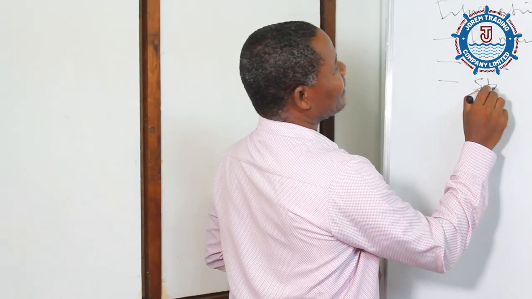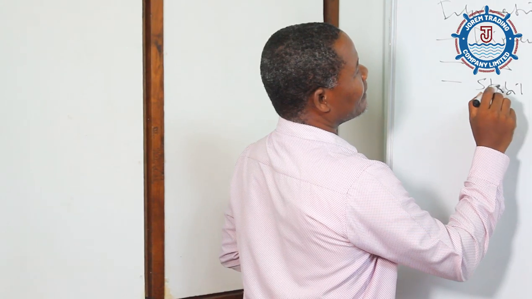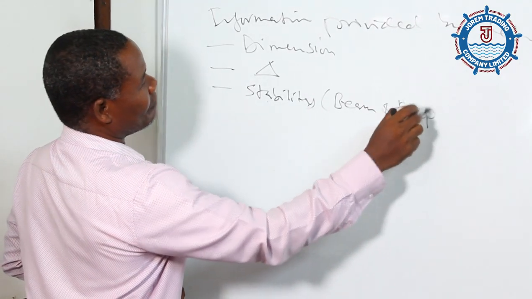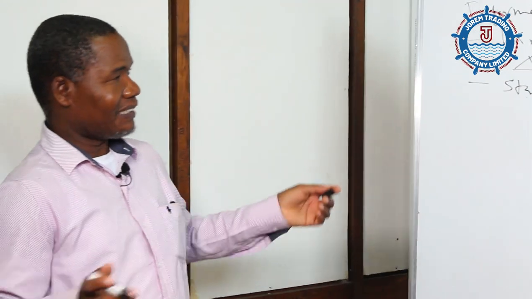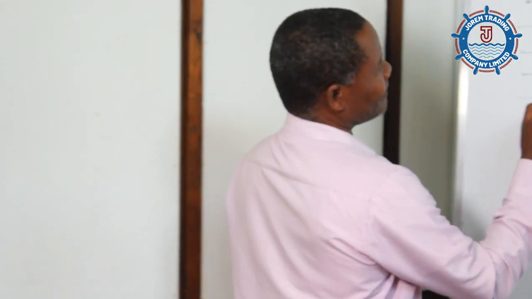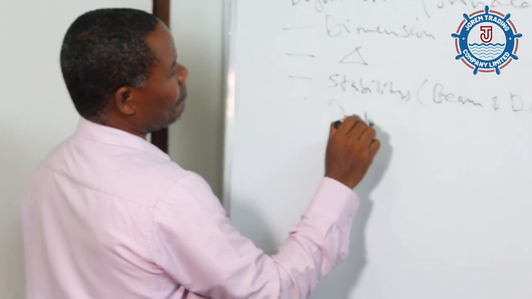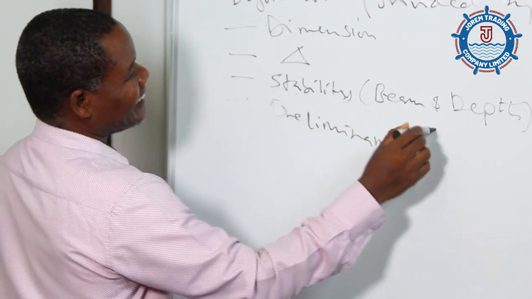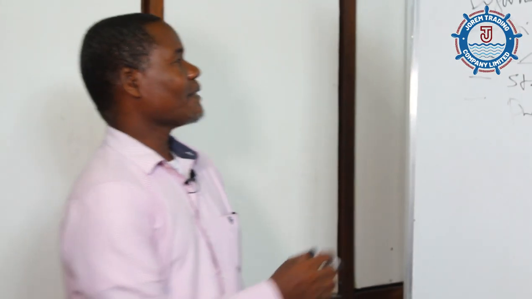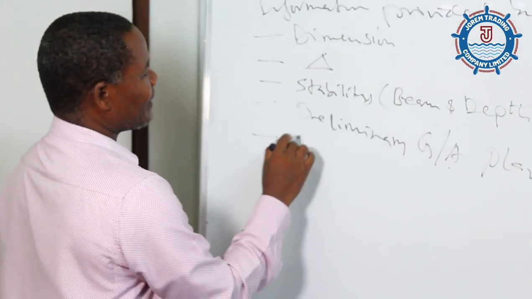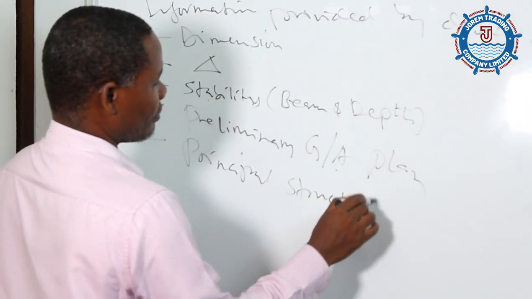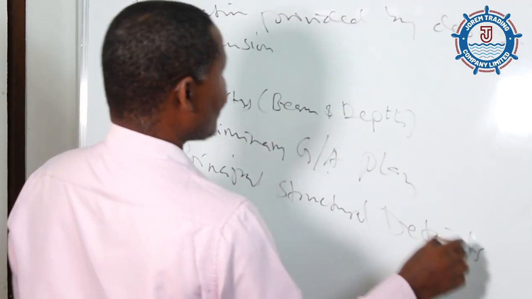It will give you the stability criteria, stability, of course, for which the beam and depth are of paramount importance. You increase the beam, you increase the depth, you increase the stability. You will also get the preliminary general arrangement plan, the GA plan. When you put the data there, it will give you a preliminary GA plan. You're also going to get principal structural details. You will get it from the computer.